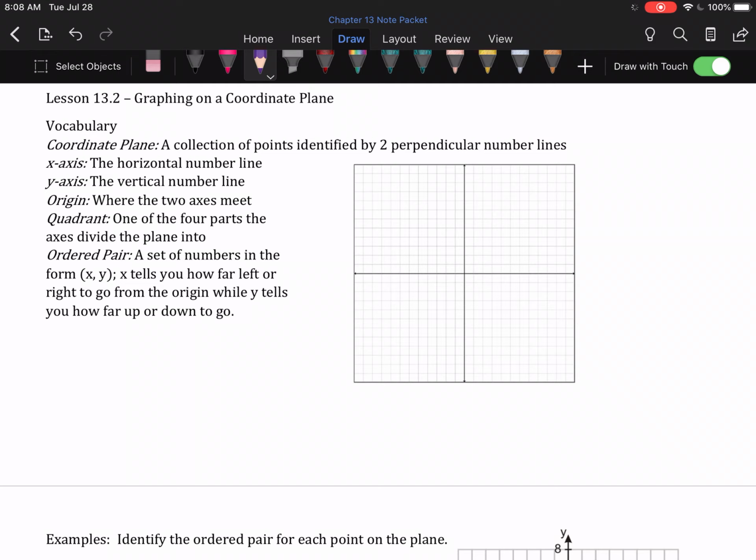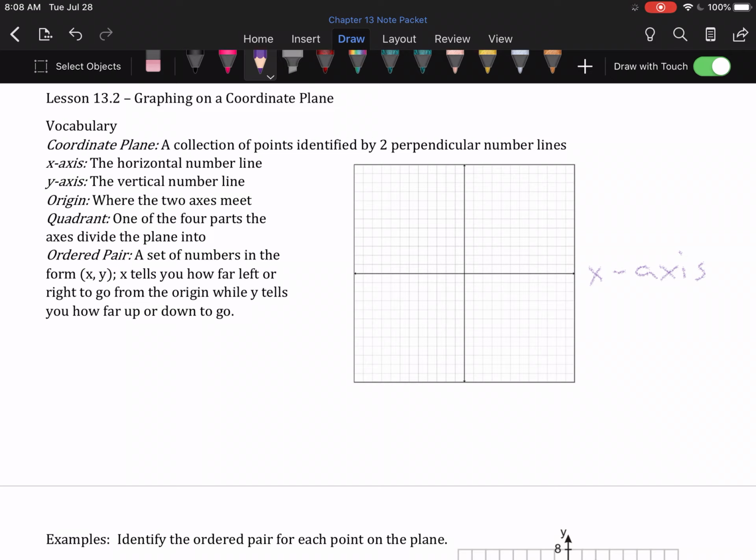The x-axis is the horizontal number line. Sorry, string blew onto my iPad. Horizontal means left and right, flat. So the x-axis is this guy right here in the middle, this black line through the middle of the diagram. That is the x-axis.